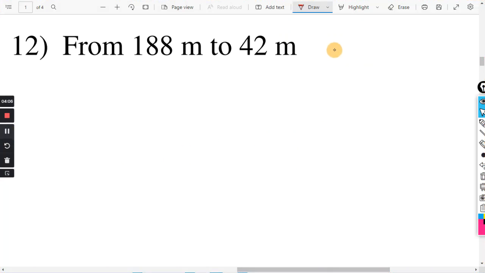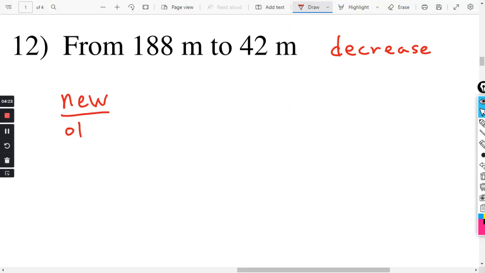All right, let's look at number 12. Clearly, we can see that is a decrease. So again, we're taking the new number and dividing it by the old number. The new number is 42, and the old number is 188. And you want to round to 2 decimal places.